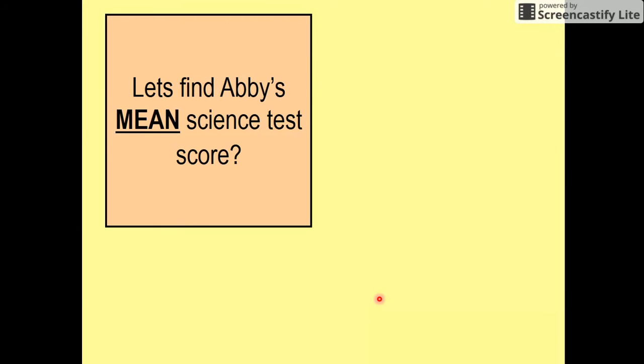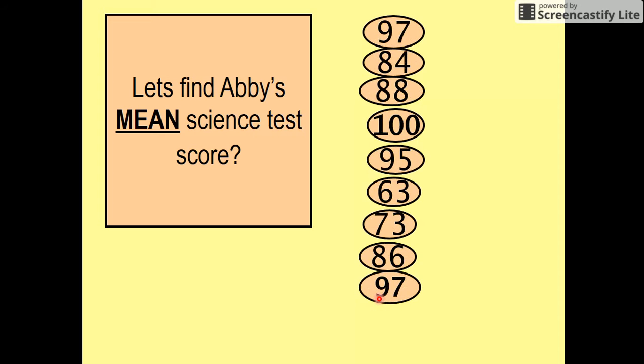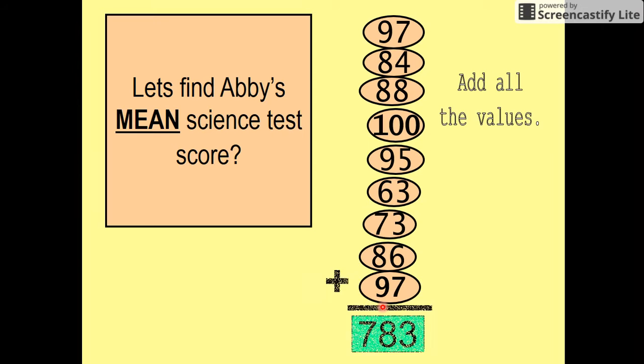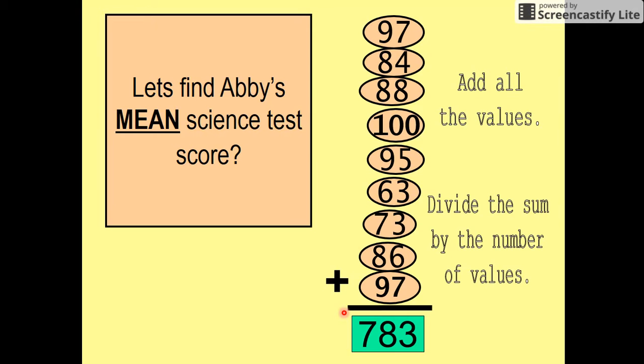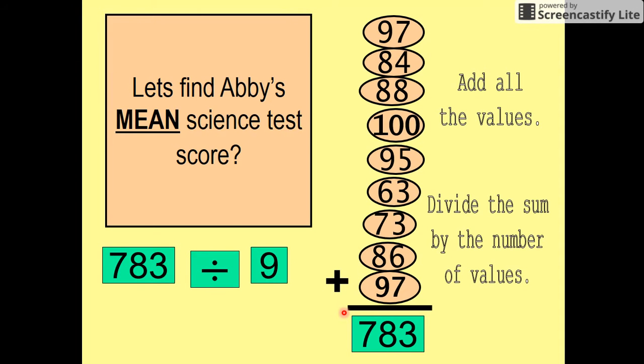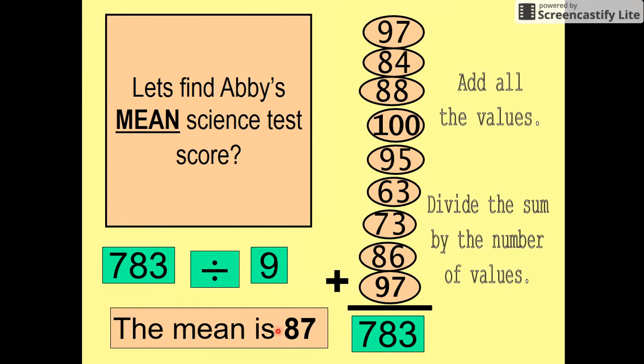So let's find the mean on Abby's science test. Those are all her science tests that she's got. We add them up. All right, so we get 783. Now let's count how many: 1, 2, 3, 4, 5, 6, 7, 8, 9. So she's given us 9 tests. So we divide the sum by 9, and the mean is 87. So that is what her average is, really.